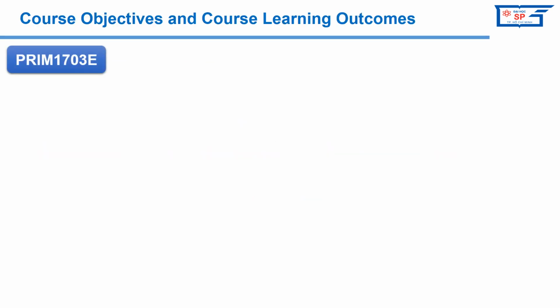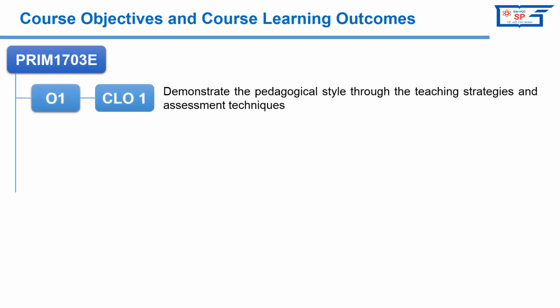The course Science of Pedagogy in Primary Schools, Part 2 establishes 3 course objectives. Course Objective 01. Demonstrate the pedagogical style of the primary school teachers. Course Objective 01 corresponds to the course Learning Outcomes CL01. Demonstrate the pedagogical style through the teaching strategies and assessment techniques.